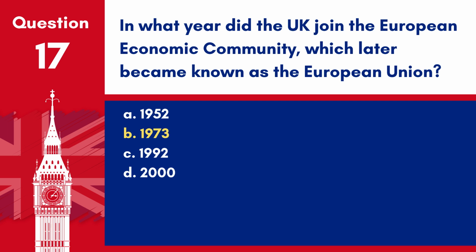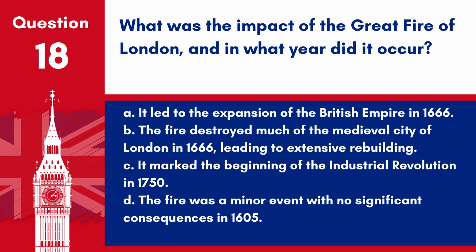Answer: B. 1973. The UK joined the European Economic Community, the precursor to the European Union, in 1973, marking a significant shift in its economic and political relationships with continental Europe. Question 18. What was the impact of the Great Fire of London, and in what year did it occur? A. It led to the expansion of the British Empire in 1666. B. The fire destroyed much of the medieval city of London in 1666, leading to extensive rebuilding.